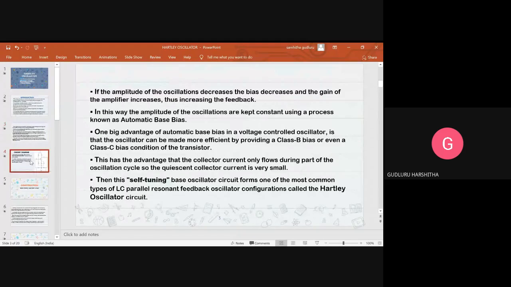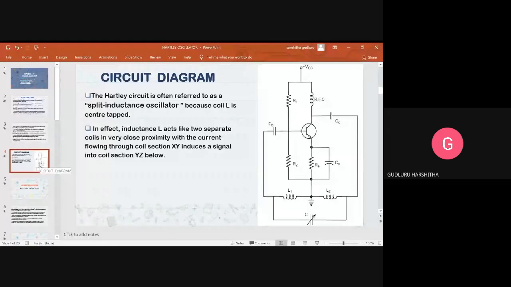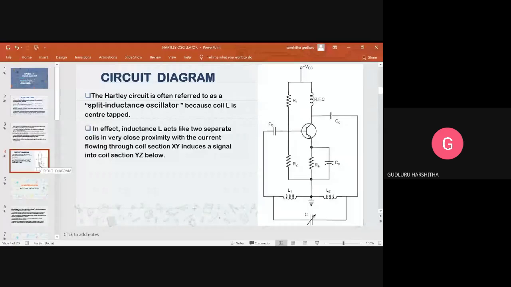Let's move on to the circuit diagram of Hartley oscillator. The circuit diagram of a Hartley oscillator consists of an NPN transistor. It works as the active device in the amplifier stage. Here R1 and R2 are the biasing resistors and CB, CC, CE are the coupling capacitors. L1 and L2 are inductors. Let's move on to the construction of Hartley oscillator circuit.